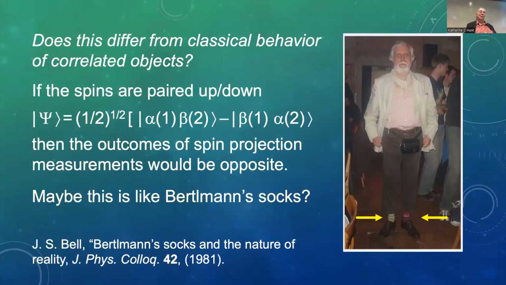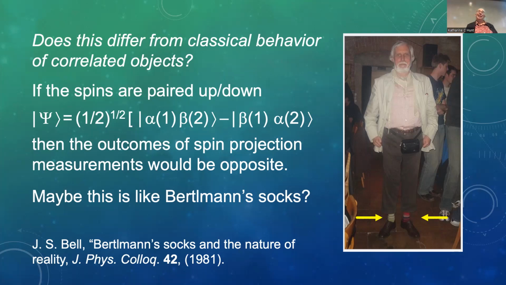So one of the questions that sometimes people ask Bell was, is this really any different from classical objects? And the specific connection that was made, the spins were paired up, down, then the outcomes of the spin projection measurements will be opposite to each other. And there was an Austrian physicist, in fact, he's still around, he's 77, still working, Reinhold Bertelsmann, who was famous for wearing mismatched socks. And so Bell wrote a paper called Bertelsmann's Socks and the Nature of Reality.